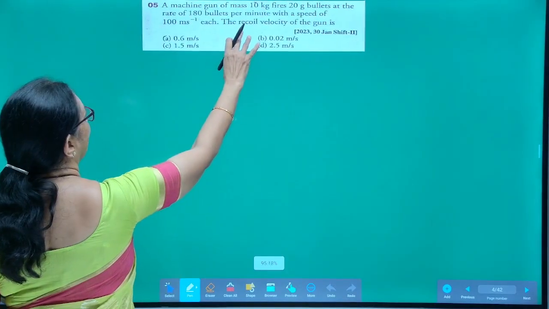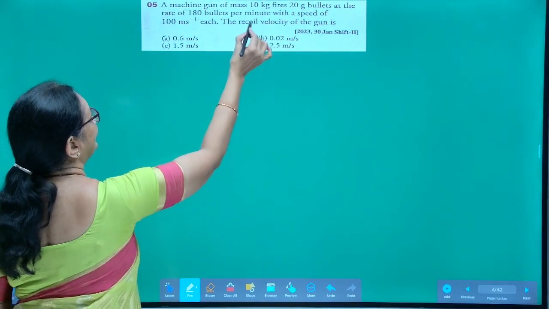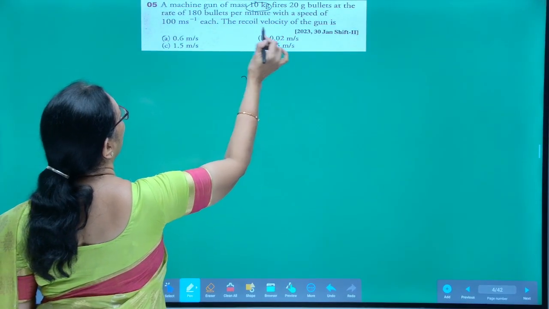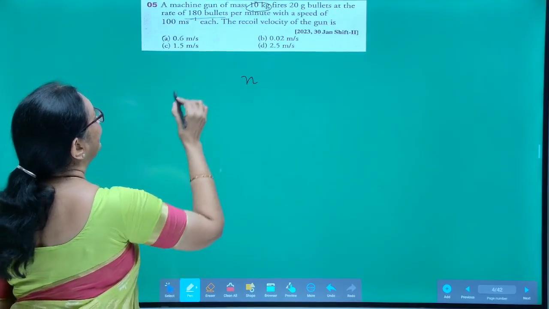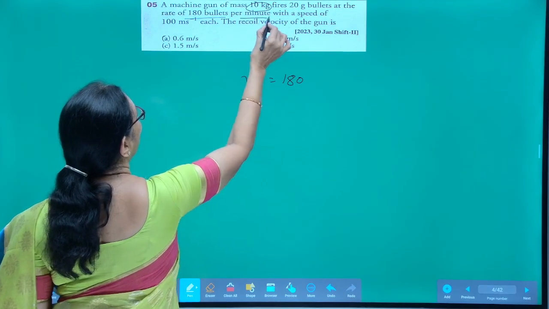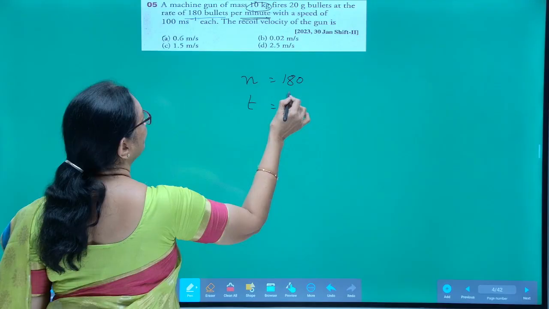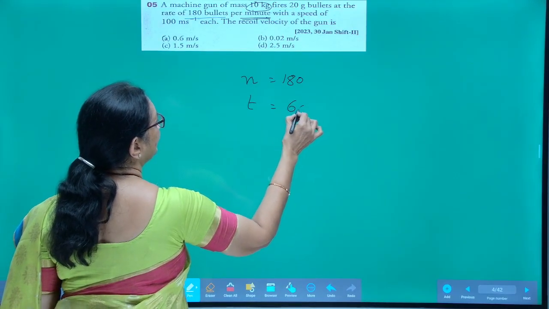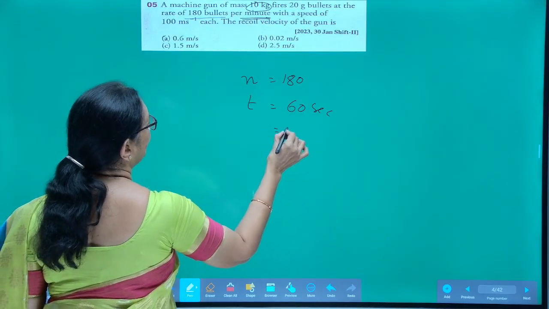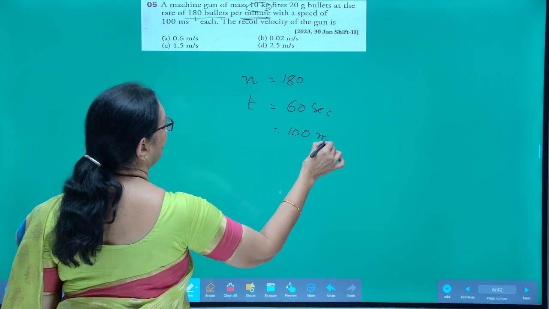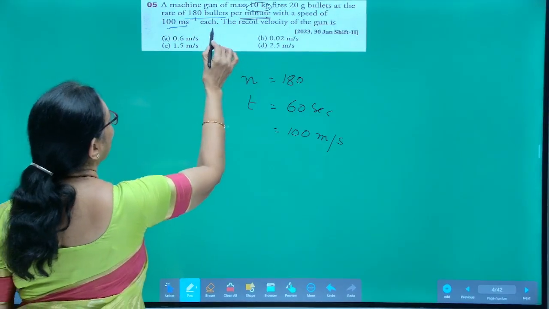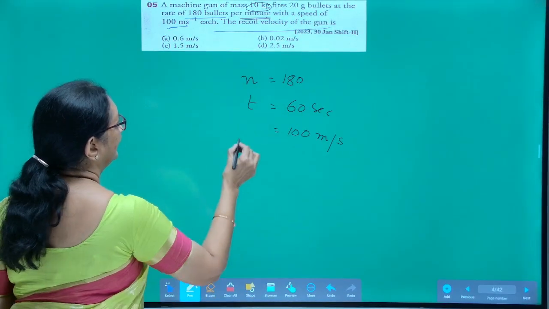A machine gun of mass 10 kg fires 20-gram bullets at the rate of 180 bullets per minute. The time is 1 minute, that is 60 seconds, with a speed of 100 meter per second. Velocity of each bullet is given as 100 meter per second. A recoil velocity of the gun.